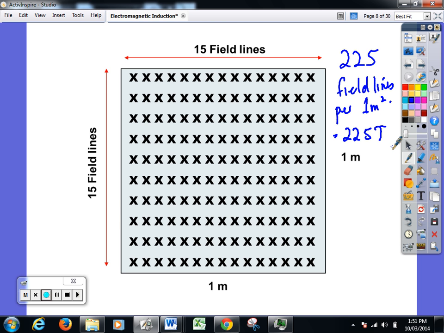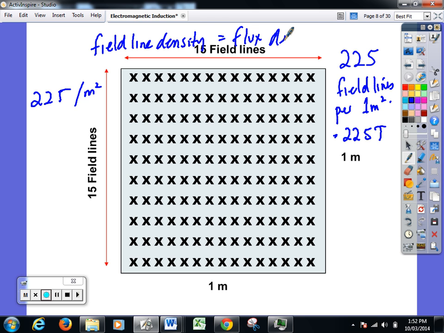Okay. So how dense are these lines? There are 225 field lines per metre squared. That's what we mean by density. These are lines of flow, field lines, therefore this is flux, the field line density equals flux density. So just getting all the terms used the same: field lines are the lines of flux, and field line density would equal the flux density, the same terms. Are we okay with that?